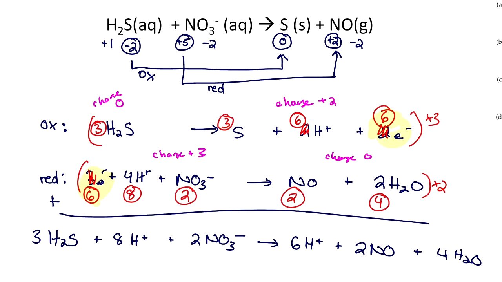I can cancel H pluses. All of them? No, only some of them. So see, I have 8 H pluses on the reactant side, 6 on the product side. So I can cancel all 6 of those H pluses, leaving 2 H pluses on the reactant side. That is our balanced chemical reaction.